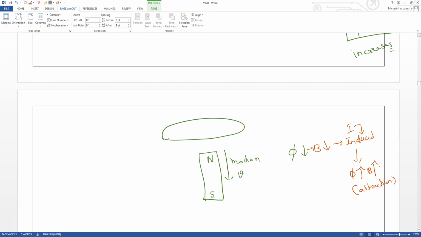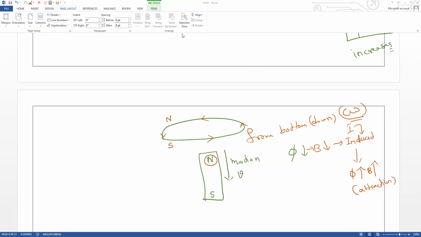Attraction. So attraction means what should be here, south or north? South. South means the opposite side will be north. So from the bottom, if I see, it will be clockwise. Is it okay now? From the bottom, is it clockwise or anti-clockwise? Check it, everybody. It will be clockwise. Clear? Do all of you understand now?